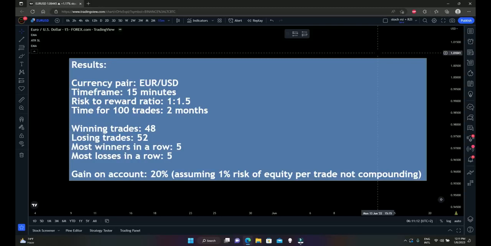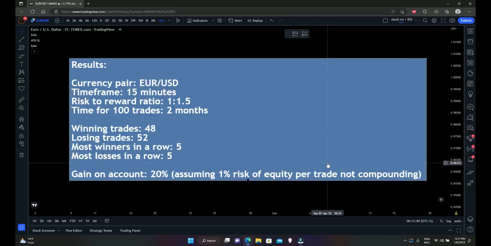The gain on the account, 20%, and that's assuming a 1% risk of account equity per trade and also not compounding. So this one performed pretty medium level. It did pretty well, and it does show profitability over a series of this 100 back-tested trades, so it is promising. It doesn't mean that it will stay profitable forever. It does need a lot more testing to be confirmed, and it also needs to go through forward testing.